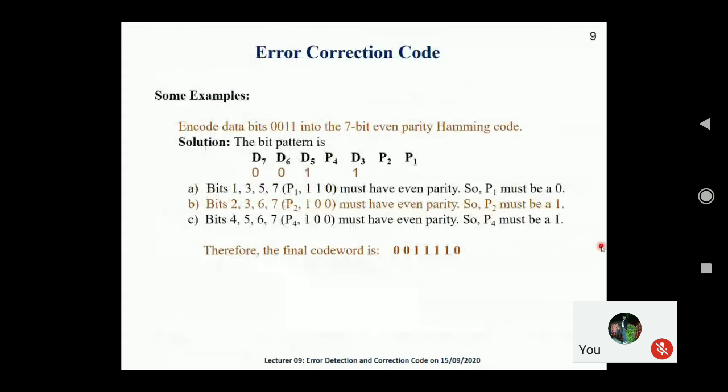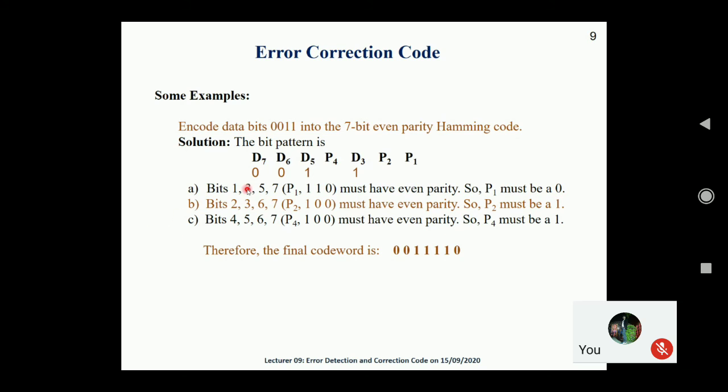So for that, see here, we don't know the value of the parity bits. We just know the data bits. Data bits are already given as 0011. Just put them from MSB to LSB. D7 value is 0, so here it is 0. D6 value is 0, so here it is 0. D5 equal to 1, so 1, and D3 is 1. No other data bits are there. Suppose these data bits are already given. So how can we compute P4, P2, P1?